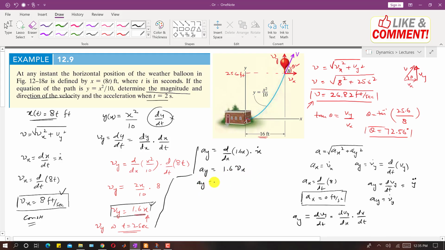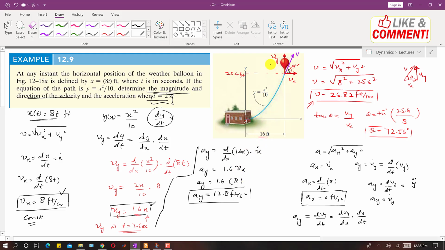So Ay equals 1.6, and we are finding the acceleration after 2 seconds, right? Since Vx is constant, we will put that value directly. So Ay will be equal to 1.6 multiplied by 8, which comes out to be 12.8 feet per second squared. So the balloon is only accelerating in the y direction.